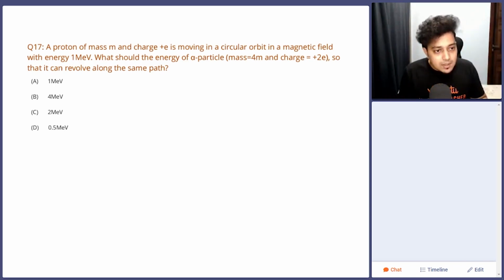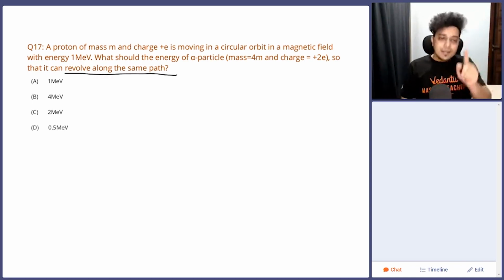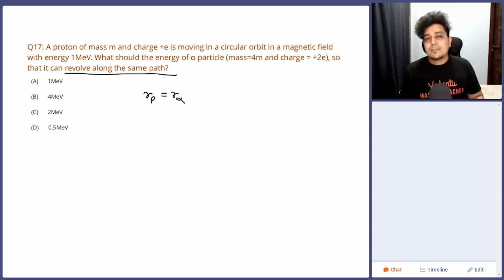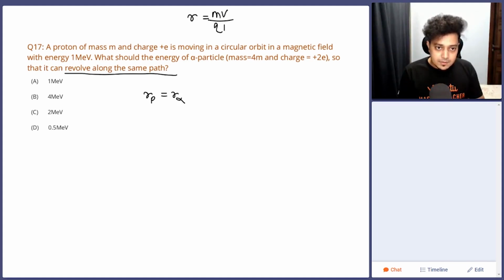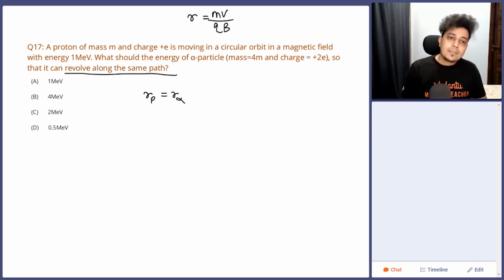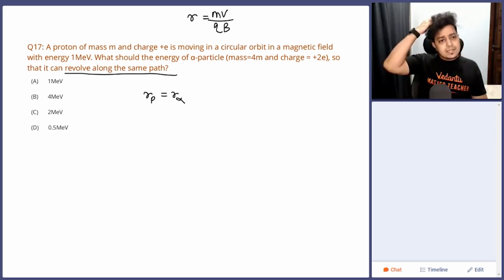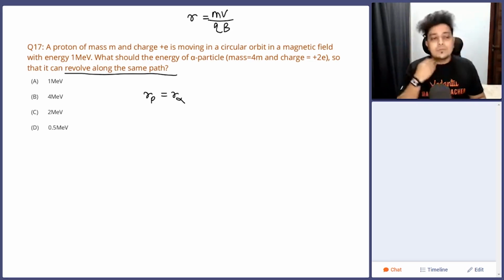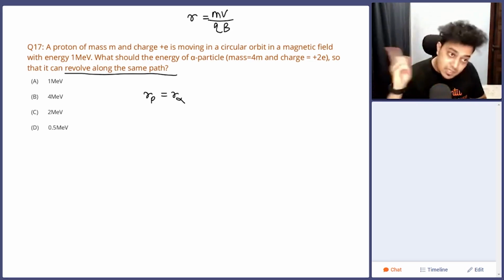So to revolve along the same path, that means the alpha particle and proton should have the same radius. So the radius of the proton should be equal to the radius of the alpha particle. Now, radius has multiple formulae. Radius is equal to mv/qB. In the question, we have to find out the energy. They have said the radius is the same, but we have to find the energy of the particle. They have given us the energy of the proton.